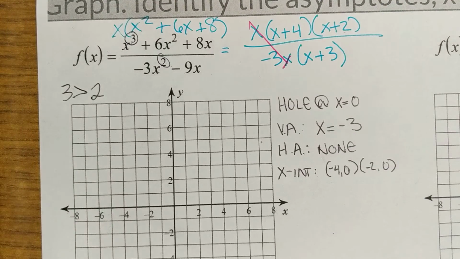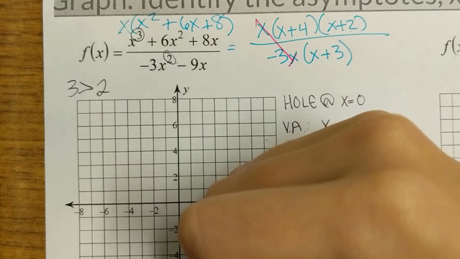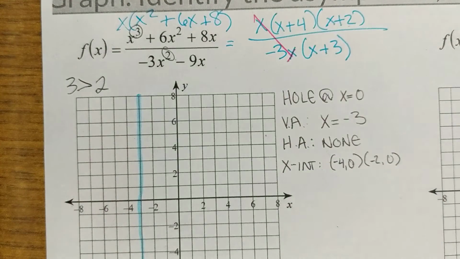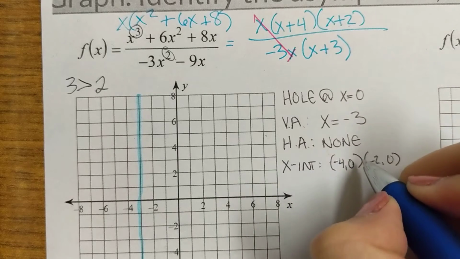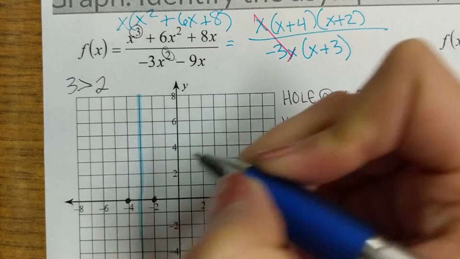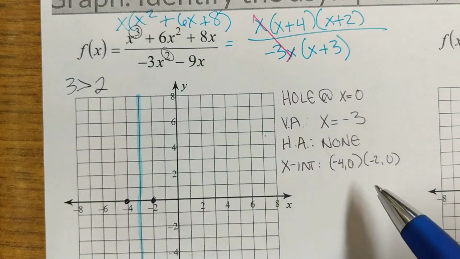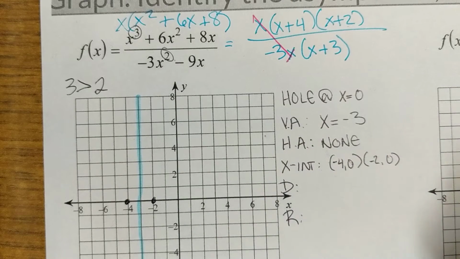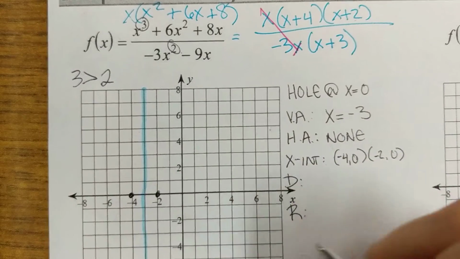Okay, so I have a vertical asymptote at negative 3, and I have no horizontal asymptote. I do have some x-intercepts at negative 4 and negative 2. All right, and now we do need to find domain and range. The domain, let's graph it first actually.